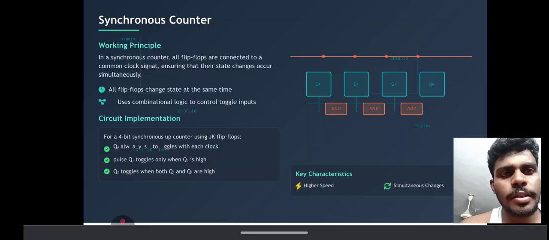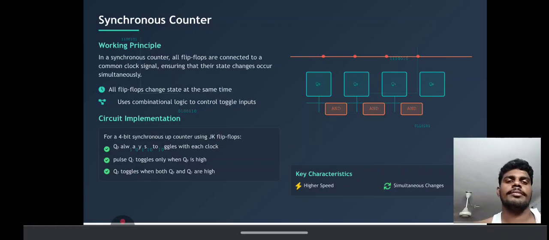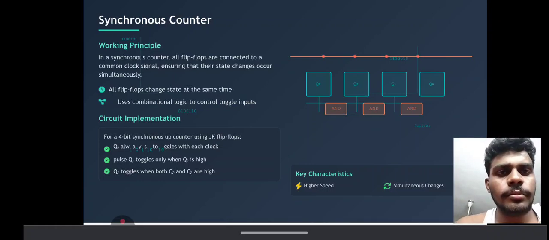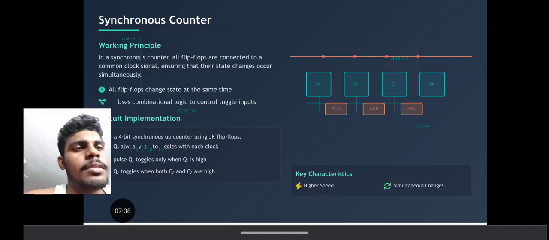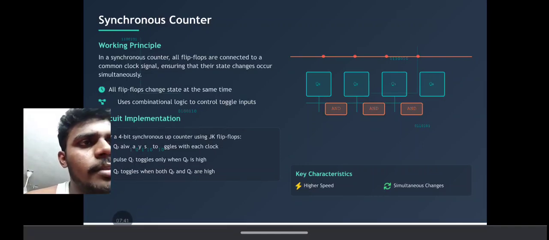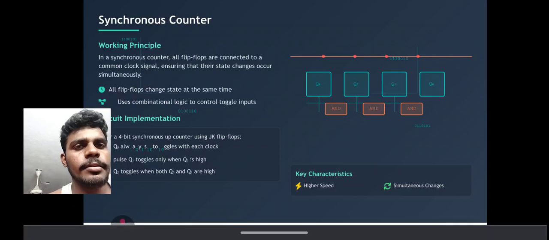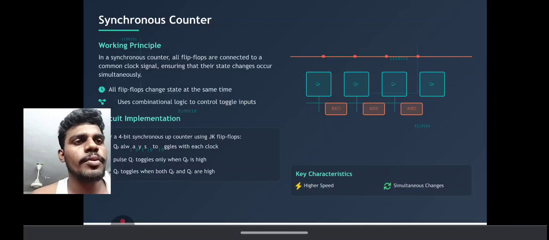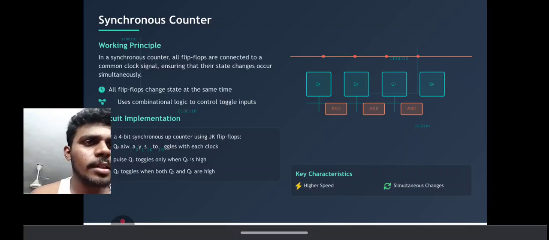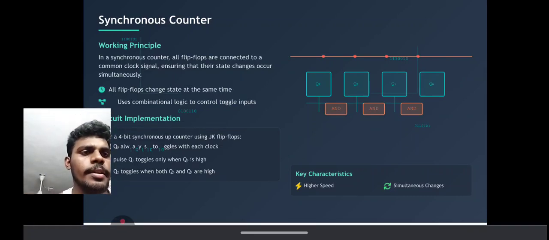Q0 toggles on each clock pulse. Q1 toggles only when Q0 is high. Q2 toggles when both Q0 and Q1 are high. You can see it in the diagram. This is the 4-bit synchronous counter with outputs Q0, Q1, Q2 and Q3. These use AND gates. Key characteristics: high speed and simultaneous changes.